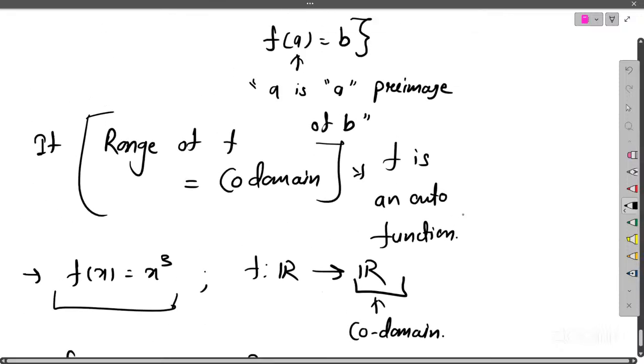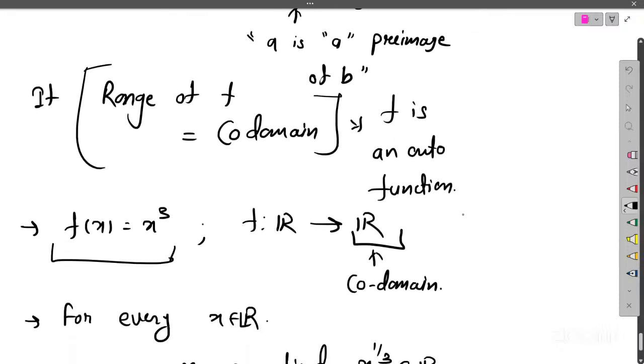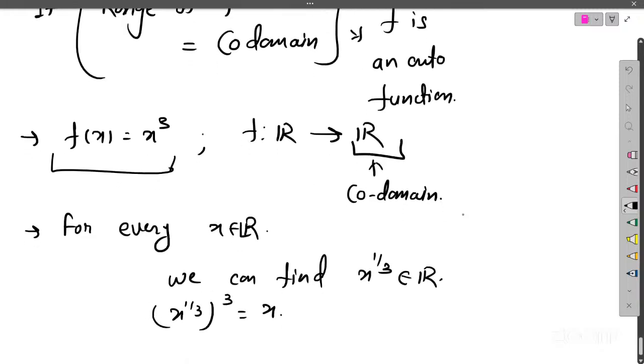But again, checking onto is also not easy. Ma'am, what did you just say right now? I didn't get that we can find x to the power 1 by 3.